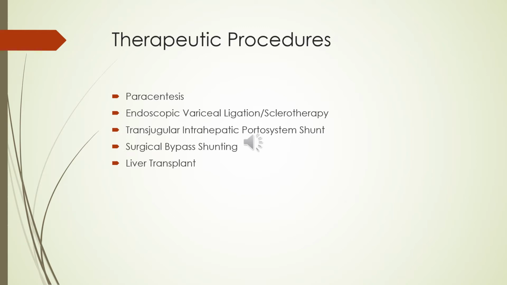Transjugular intrahepatic portosystemic shunting or surgical bypass shunting just allows for the fluid to be shunted from the abdominal cavity into maybe the GI system to get rid of that fluid in another way so it doesn't build up inside that cavity. And then also a liver transplant may be needed. Sometimes grafting portions of the liver for regrowth may be needed, and or entire livers.